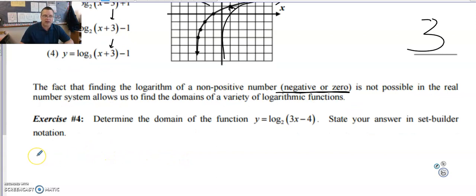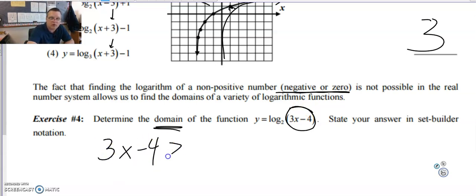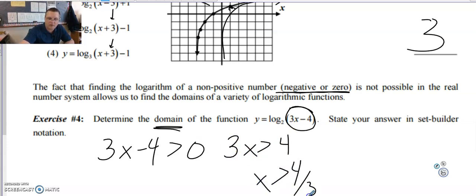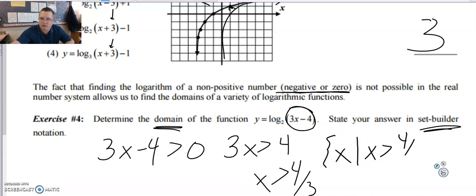Now, when we look at exercise 4 and it says determine the domain of the function, all we're looking at is what's inside the parentheses. So whatever's inside the parentheses has to be greater than 0. So 3x minus 4 has to be greater than 0. So I add the 4, so I have 3x greater than 4. x is greater than 4/3. So that would be your domain. And if they wanted it in set builder notation, x such that x is greater than 4/3.